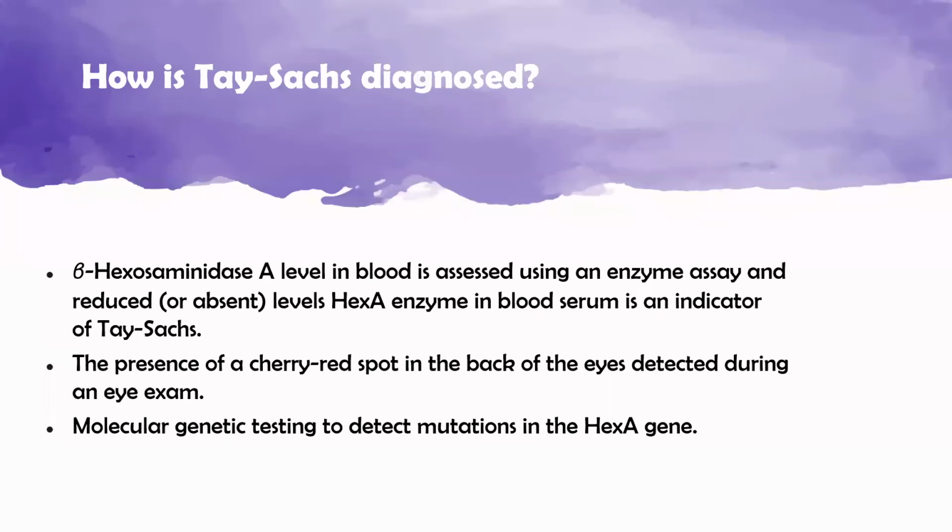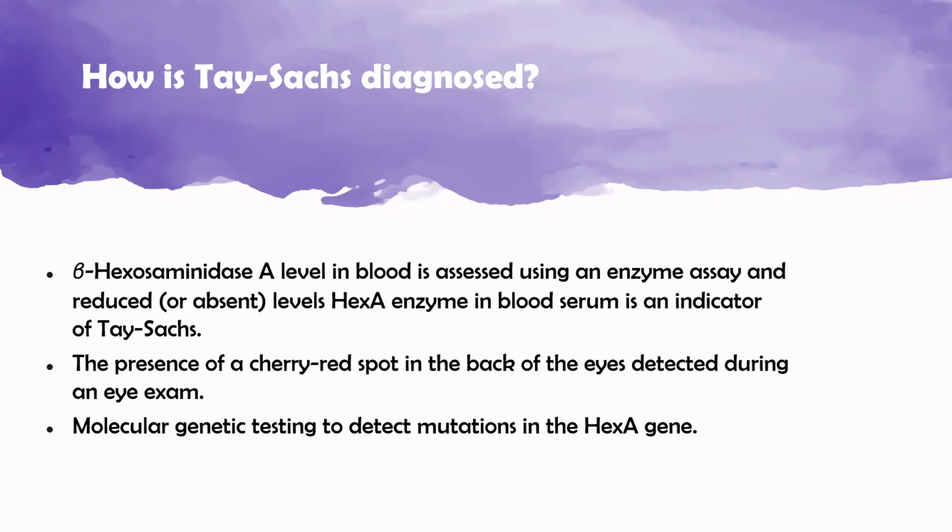How is Tay Sachs diagnosed? In a blood test screening, enzyme levels in blood are assessed using an enzyme assay, and reduced or absent levels of HexA is an indicator of Tay Sachs. The presence of a cherry red spot in the back of the eyes is also a symptom of Tay Sachs, and if detected during an eye exam can also be an indicator of Tay Sachs disease.